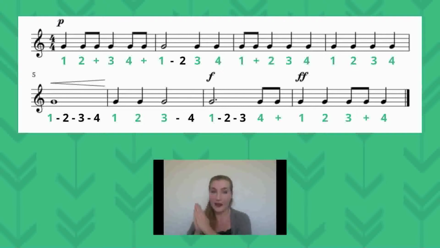So starting piano. 1, 2, ready, go. 1, 2, and 3, 4, and 1, 2, 3, 4. 1 and 2, 3, 4. 1, 2, 3, 4. Crescendo. 1, 2, 3, 4. 1, 2, 3, 4. 1, 2, 3, 4. And 1, 2, 3, and 4.